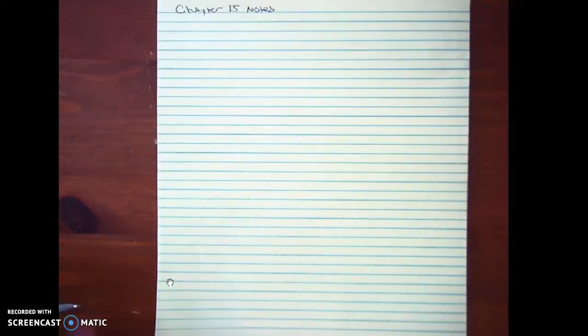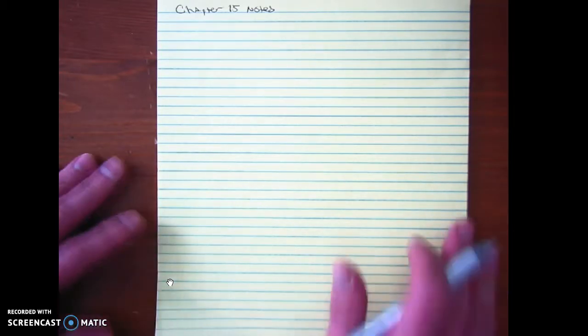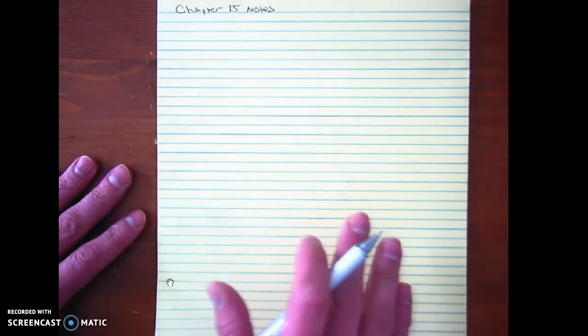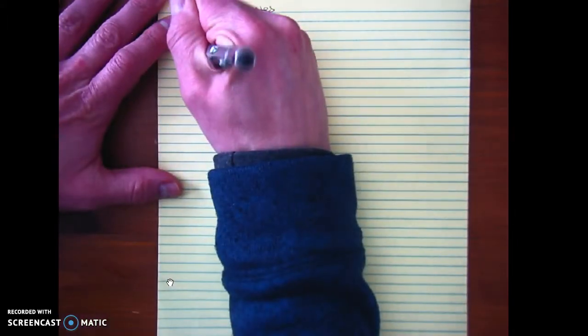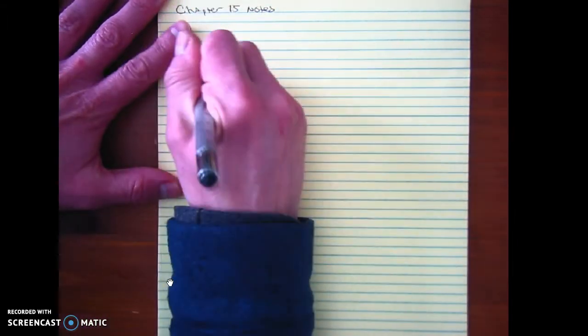So chapter 15, I just want to go through a little bit about chapter 15 and give you some basic information on sinusoidal waveforms and how they're actually created. So basically, what I want to do is put up a sinusoidal waveform here. Let's just start with a general sinusoidal waveform.